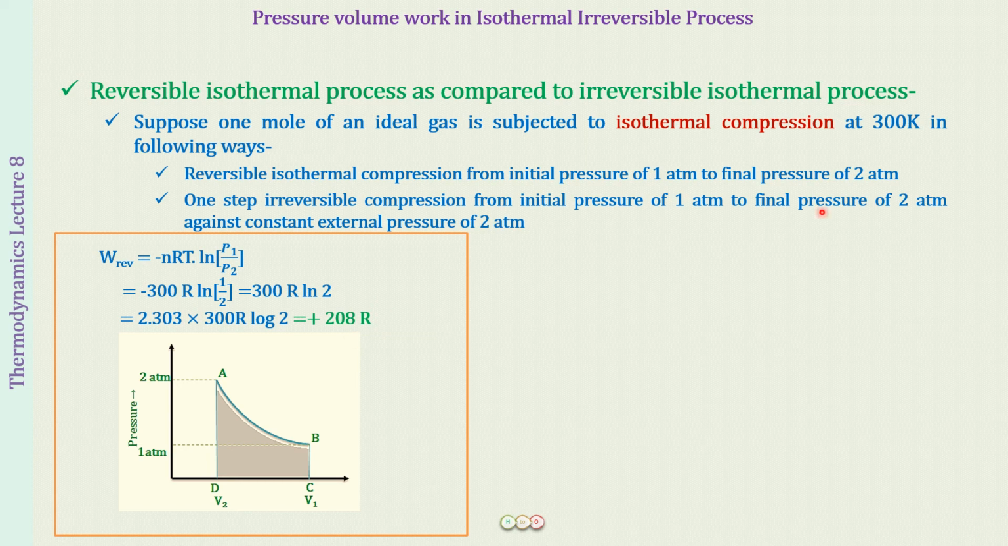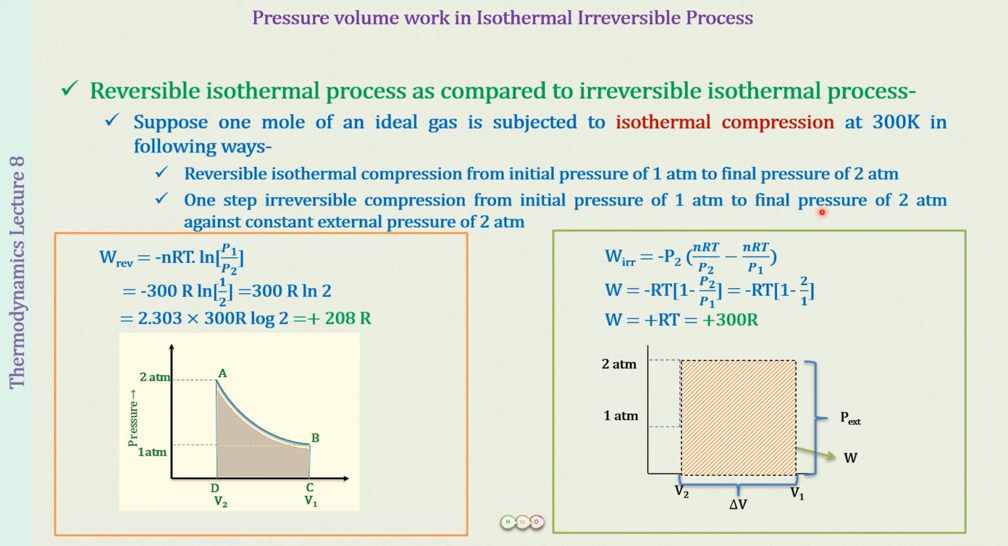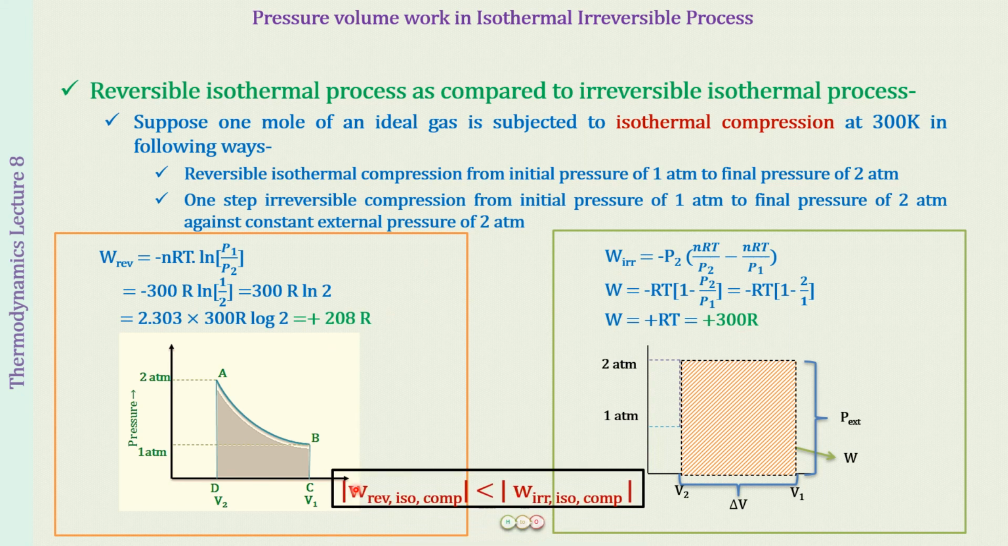Okay, and in the irreversible process, when you put down the values in the formula, the value of work done will come up as plus 300 R. So what is this plus sign first of all showing? This is work done on the system. Okay, and work done on the system is more in case of the irreversible process. So what is the conclusion over here? Work in reversible isothermal compression is less than the work in irreversible isothermal compression.